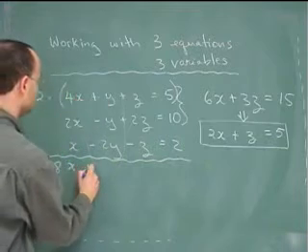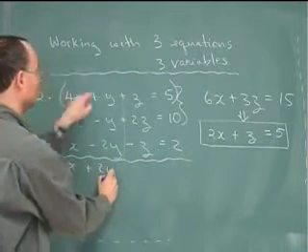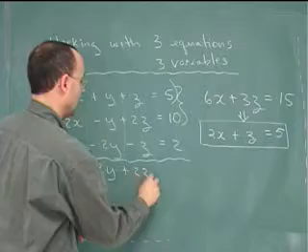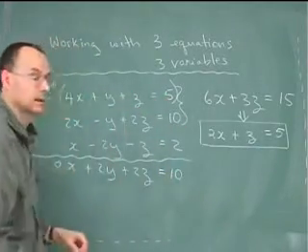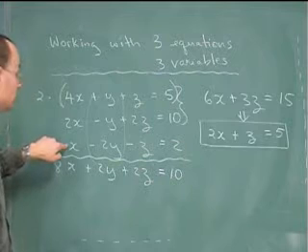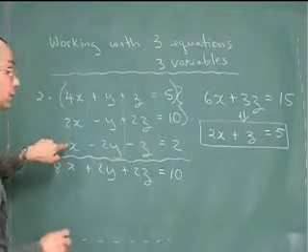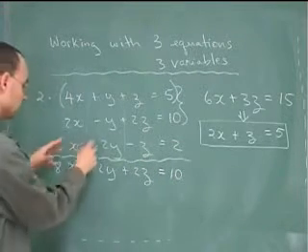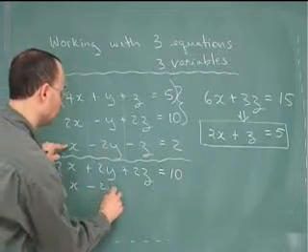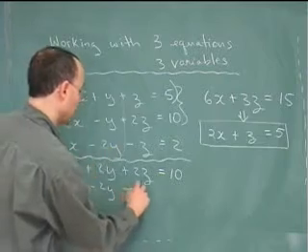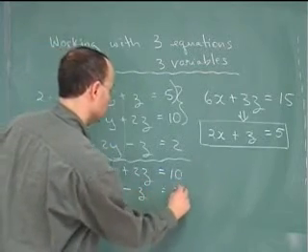I'm going to have positive 2y. I'm going to have positive 2z. And I'm going to have 10. The bottom equation, I'm just going to leave that alone. So now what I'm going to end up doing, and I'll just rewrite it for clarity here, the bottom equation, as I say, I'm leaving it alone: x minus 2y minus z equals 2.